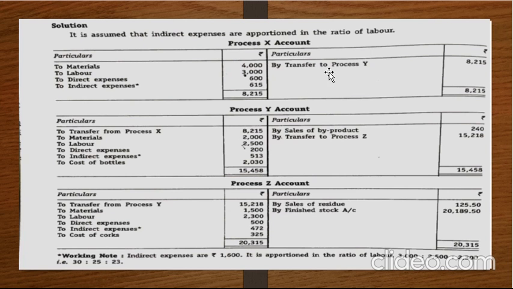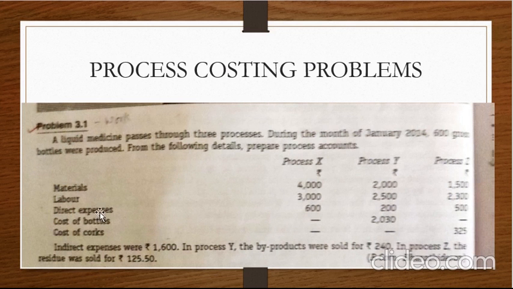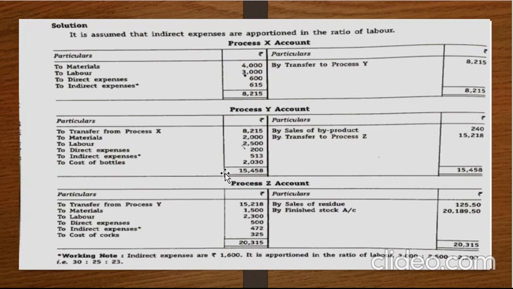Then on your credit side, do you have anything? Just look into the question. Is anything going out or sold out, or moved to the warehouse? There's nothing stated like that. So the process X ends here. The balance of your process X will be the input for process Y. So the total of it is how much?